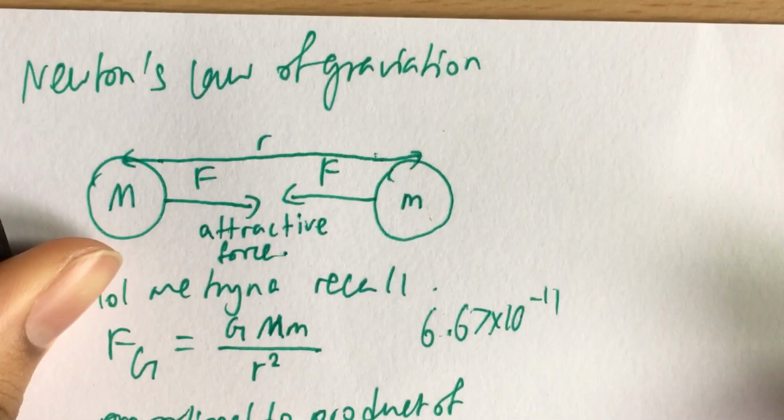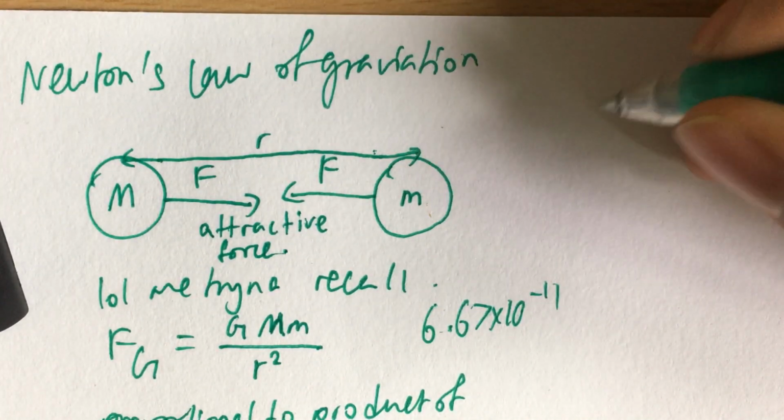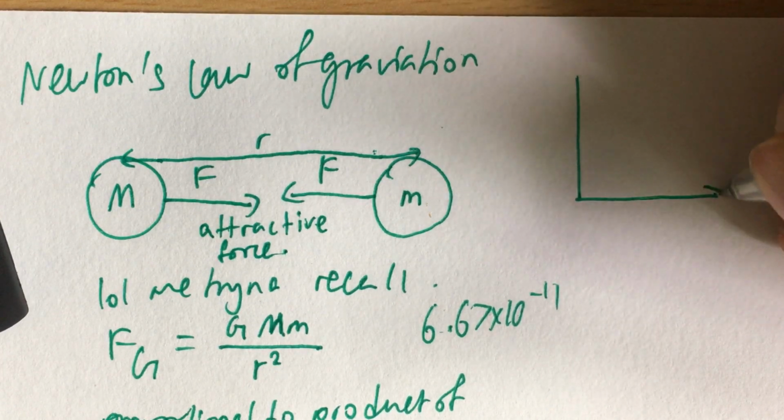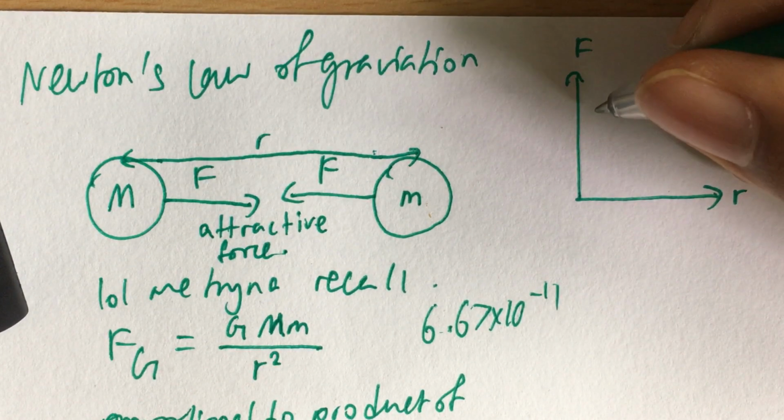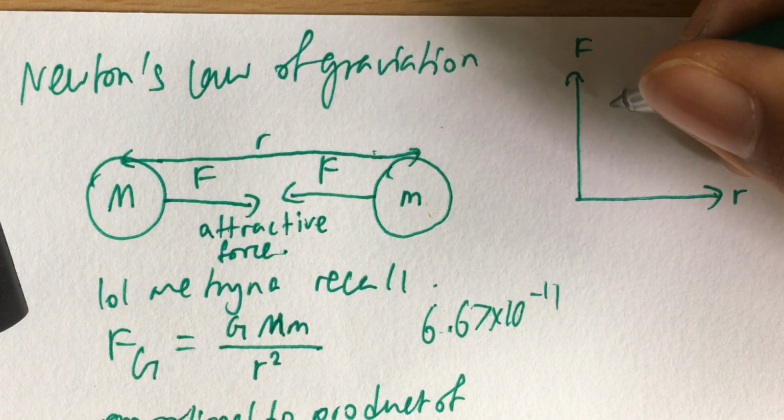The forces are attractive, so the first sphere would be attracting the second sphere towards it, the second sphere in turn is attracting the first sphere towards it, and that's how the force works in this case.